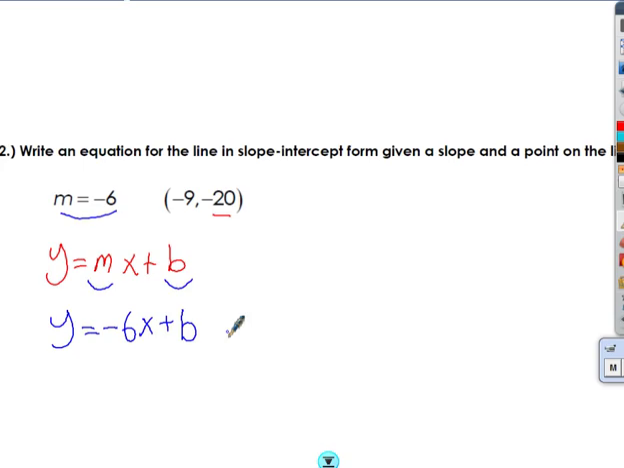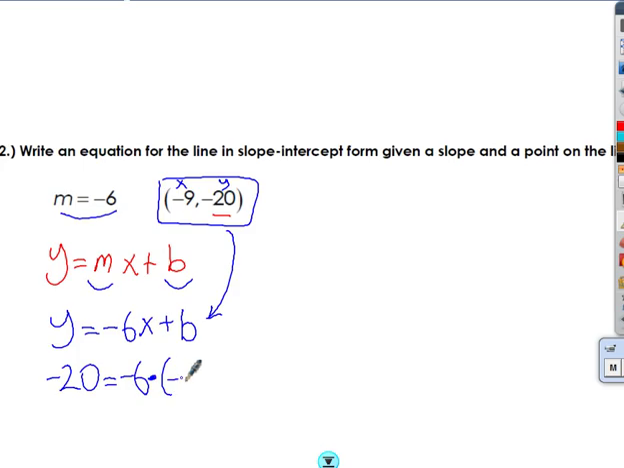Next thing I want to do is to find the b value. Because we were given a point, in this point we have x coordinate and y coordinate. This point is a point that's on the line, therefore it should satisfy the equation of the line. We will be able to substitute x and y values into this equation here, and this will allow us to find the b value. If I put negative 20 for y is equal to negative 6 times x is negative 9 plus b. Solving this equation for b will give us the b value.